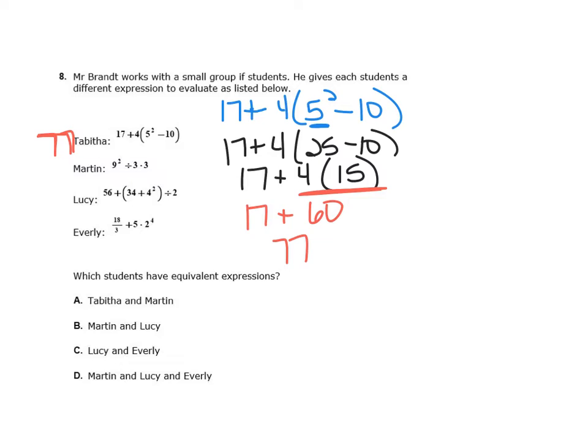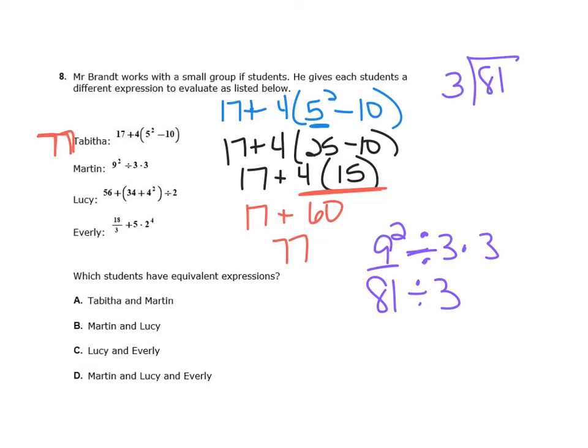Okay, so let's look at the next one. Martin's is 9 to the second power divided by 3 times 3. In this case, 9 to the second power is 81. 81 divided by 3. Let's do that over here. That's 2. Bring down the 1. That's 7. So that's 27 times 3. Well, it's going to give you 81. So my answer here is 81.